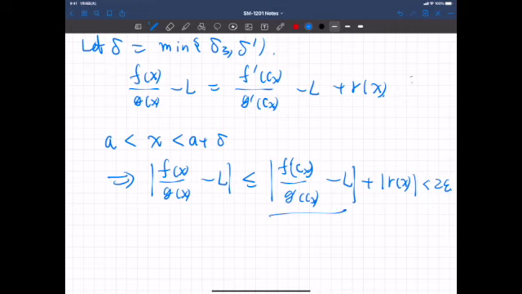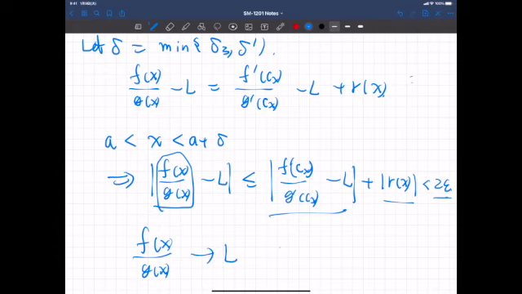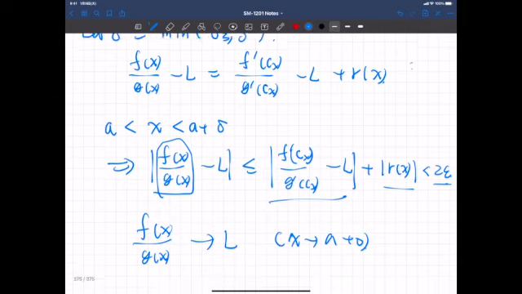Okay, so this is less than epsilon and this is less than epsilon. So overall, the entire expression is less than 2 epsilon. But this epsilon can be any positive real number. So that means this ratio f of x over g of x converges to L as x approaches a from the right. Okay, so that was to be proved, and we are done.